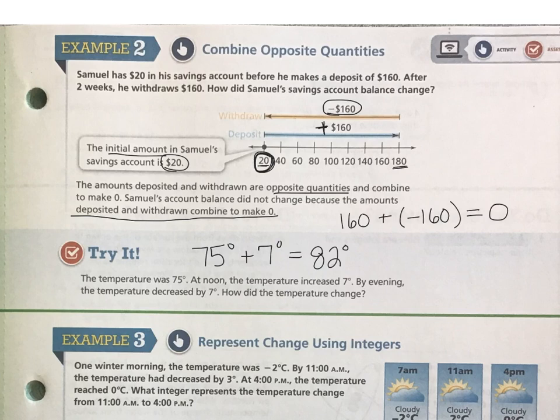But by evening, the temperature decreased by 7 degrees. So how did the temperature change overall between where it started and where it ended? And the answer is it ends back at that same 75 degrees where it started. So the overall change in temperature is 0.